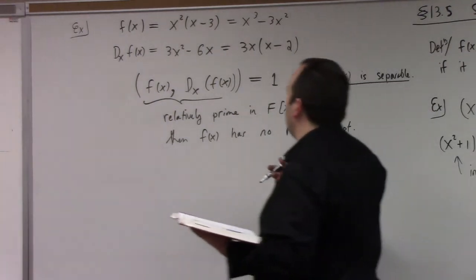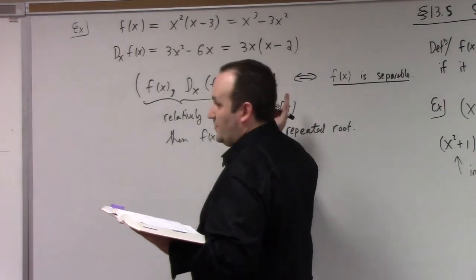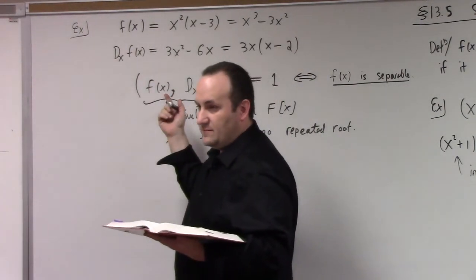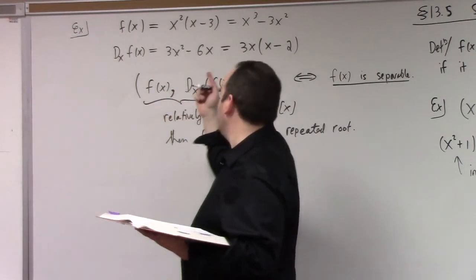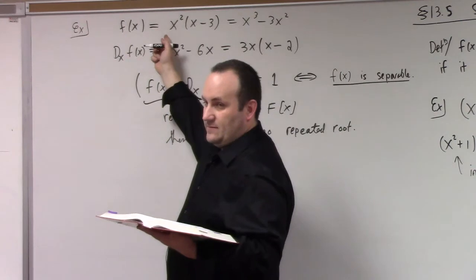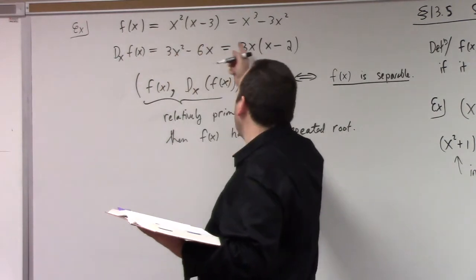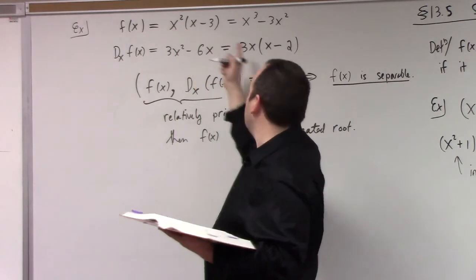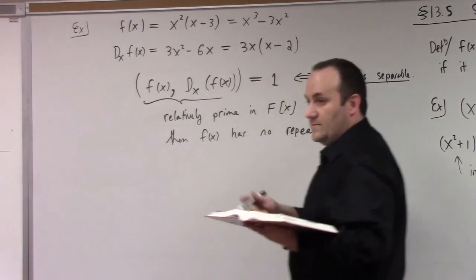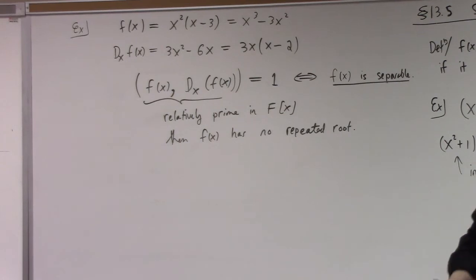The minimal polynomial for 0 is what? It's just x, right? So x divides this, and x divides that. The minimal polynomial for 3 is x minus 3. It divides this one, but it doesn't divide that one. So there's proposition 33 in action.